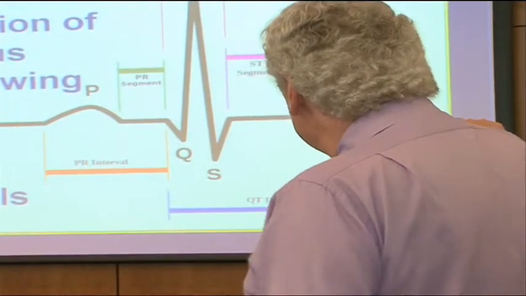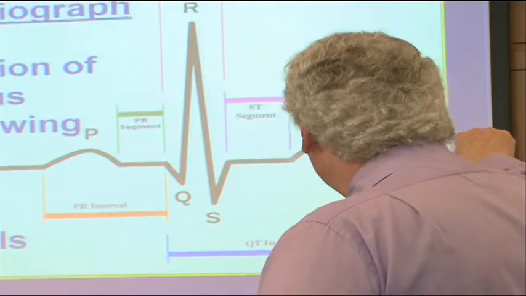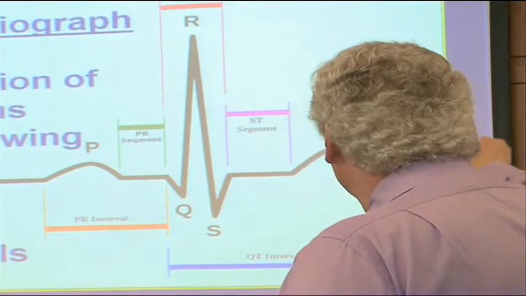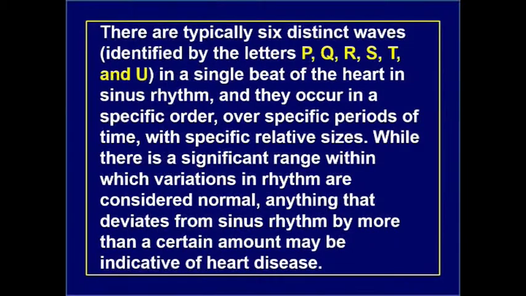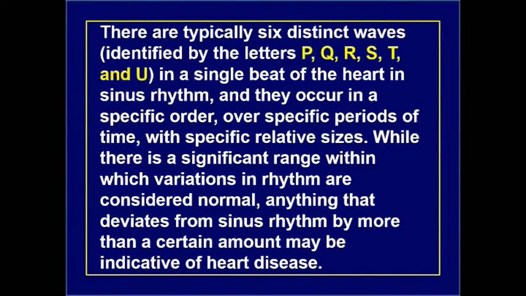So they measure the time of P to R, P to R working here, QRS complex here, the ST, and most important is the QT interval. So we said that while there is a significant range within which variations in rhythm are considered normal, anything that deviates from the normal rhythm by more than a certain amount time-wise may be indicative of heart disease.